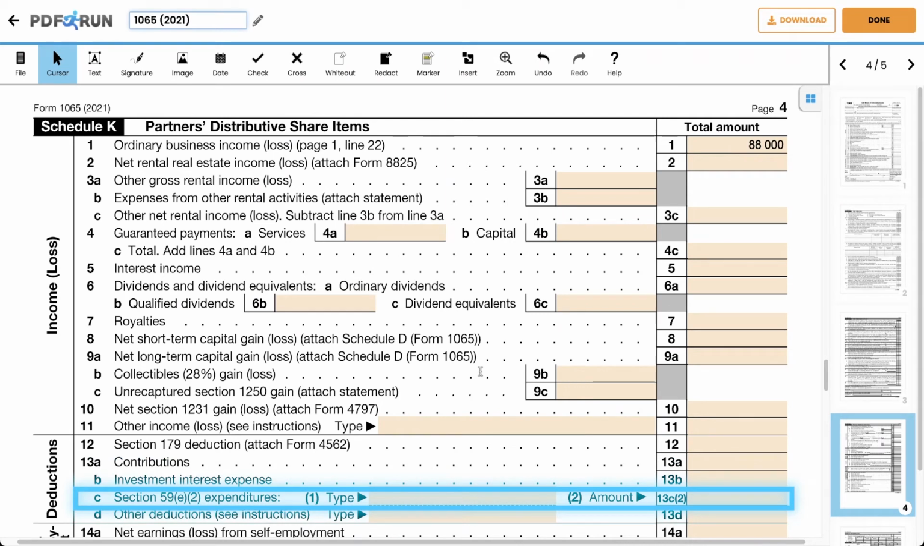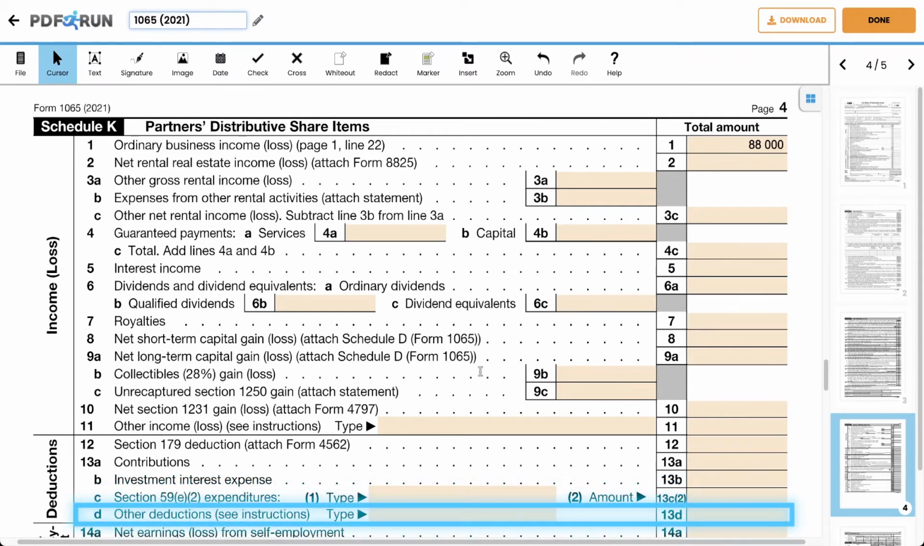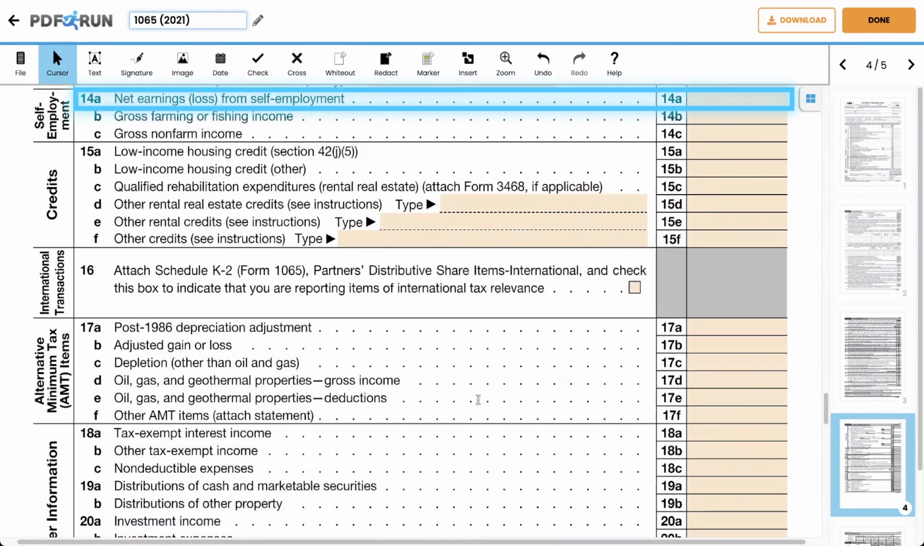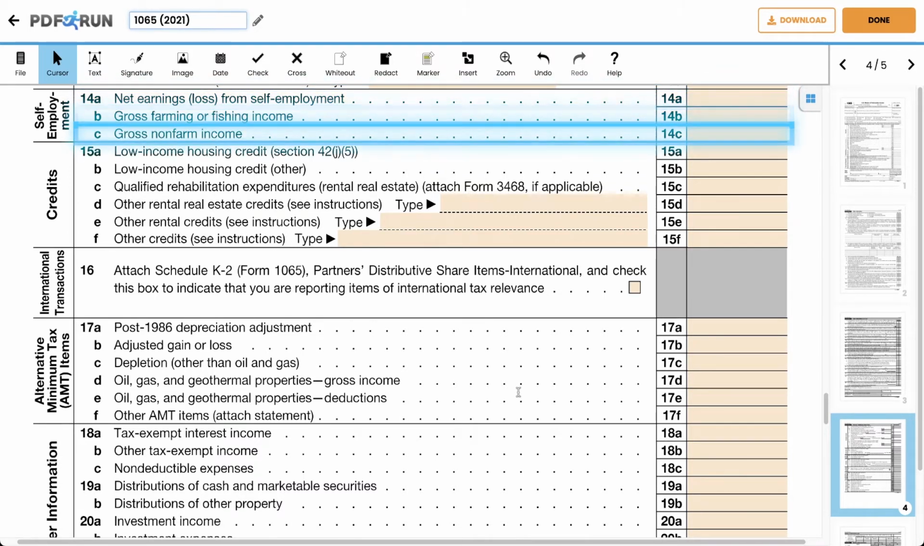Line 13C. Enter the following information on any Section 59(e)(2) expenditures. 1. Type of expenditure. 2. Amount of expenses. Line 13D. Enter any other deductions. Self-employment. Line 14A. Enter the amount of net earnings or losses from self-employment. Line 14B. Enter the amount of gross farming or fishing income. Line 14C. Enter the amount of gross non-farm income.